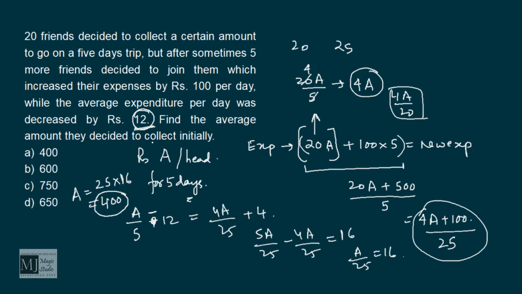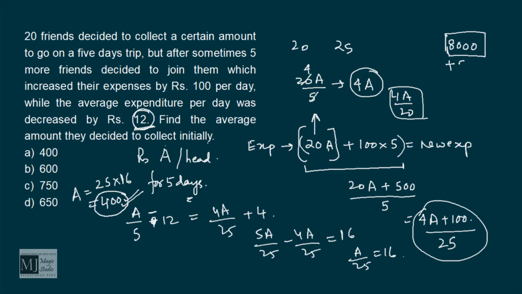What we are looking out for? Find the average amount they decided to collect initially per head. They decided to collect initially rupees 400 from each one of them. Yes, we can have the quick check. That is what you are looking out for, isn't it? 400 into 20 will give us what? 8,000. 8,000 was their plan to collect.